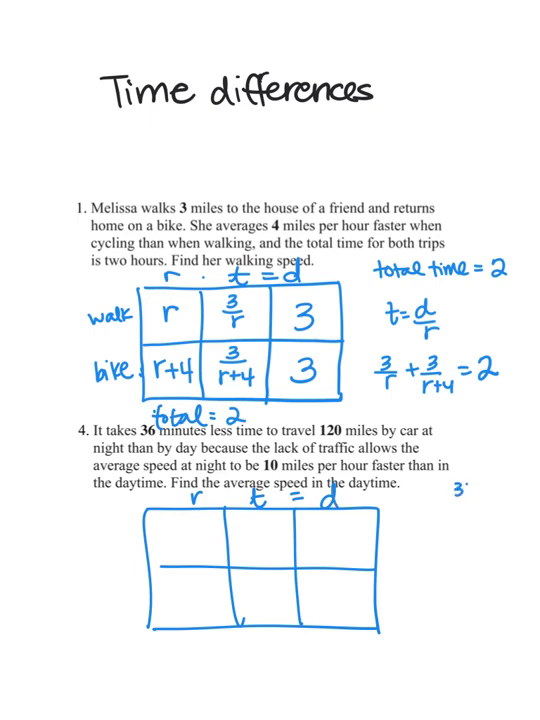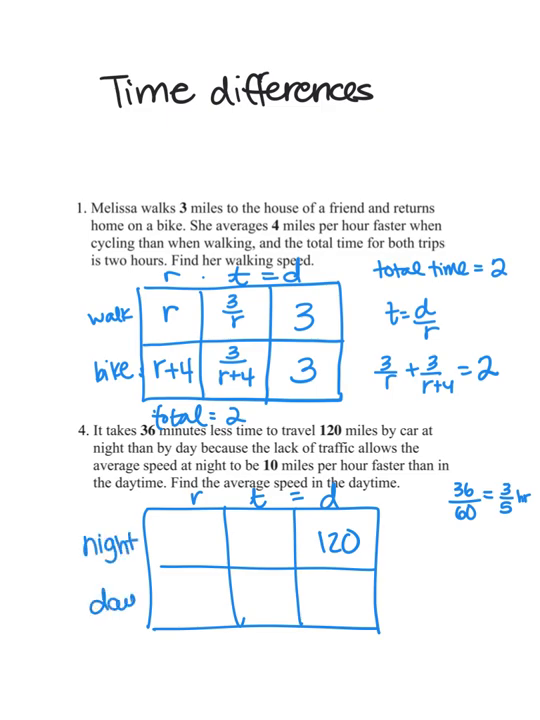And I think I told you in class, remember that you definitely want to reduce that. So if I divide everything by 12, I get 3/5 of an hour, which is what I have to think about, not 36 minutes. And it takes 36 minutes less time to travel 120 miles by car at night. So I'm going to put that in.